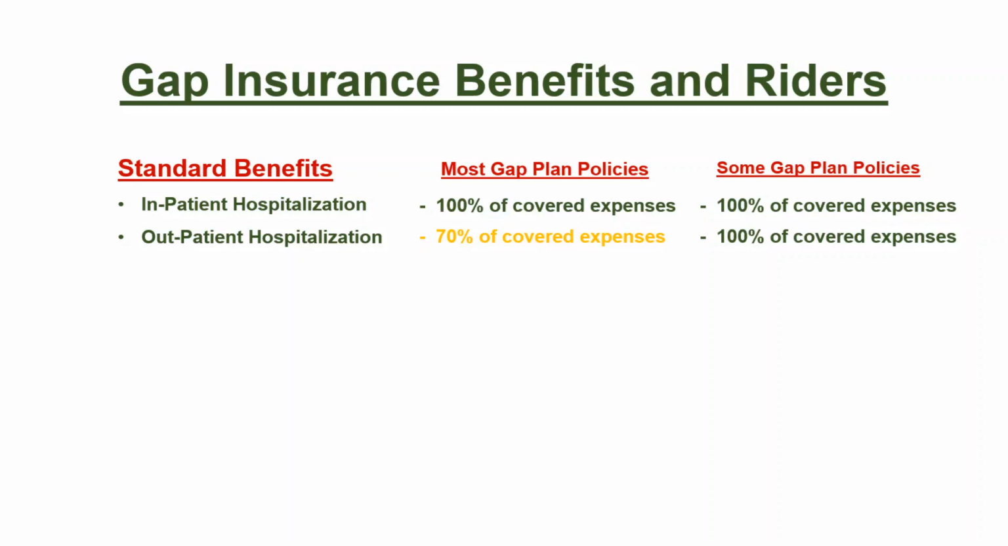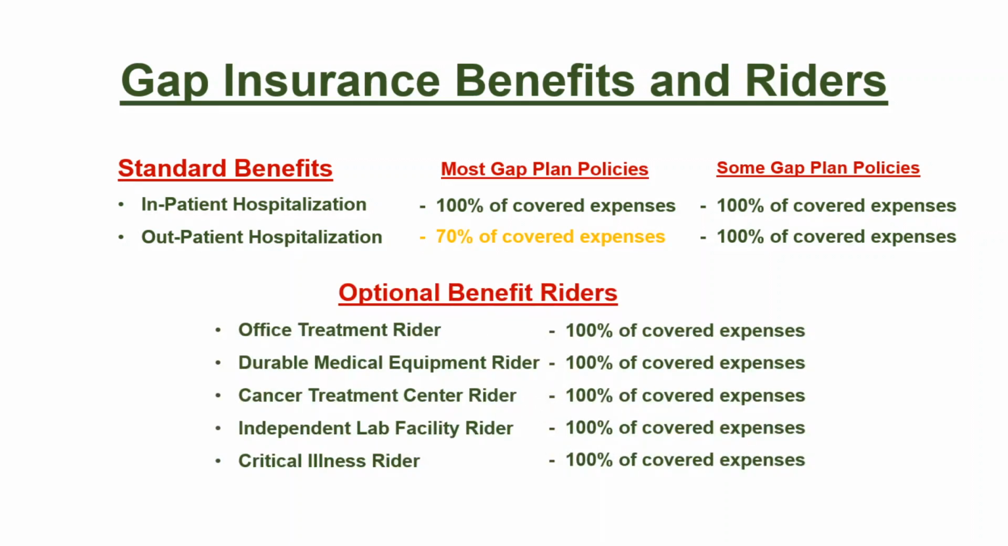So when you're shopping for gap plans, it's always important to look at that outpatient hospitalization, because as you can see in the yellow writing, it is 70% of covered expenses on most. You can get 100% of covered expenses for your outpatient hospitalization on some gap plans. So if you have questions on that, be sure and give us a call here at the general agency and we can go over that with you.